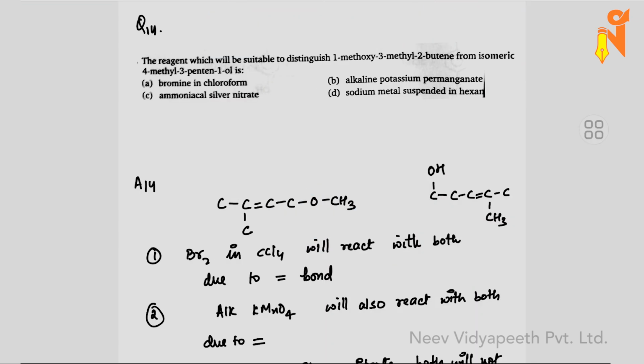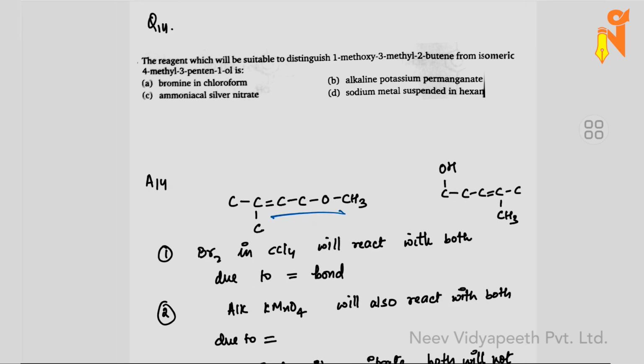Now question number 14, in which they are asking for the reagent which will be suitable to distinguish 1-methoxy-3-methyl-2-butene from isomeric 4-methyl-3-pentene-1-ol. First of all, we have to understand what 1-methoxy-3-methyl-2-butene is. This is your 1-methoxy, this compound. This is 1-methoxy-3-methyl-2-butene. On the first position, the methoxy is present.